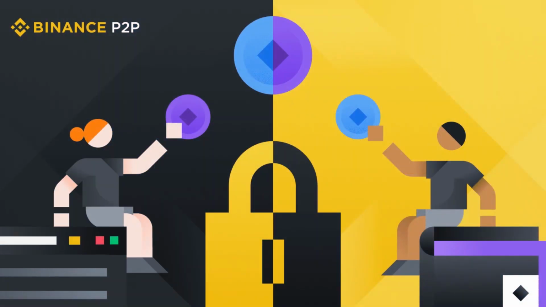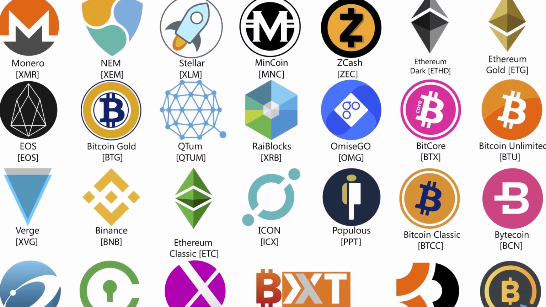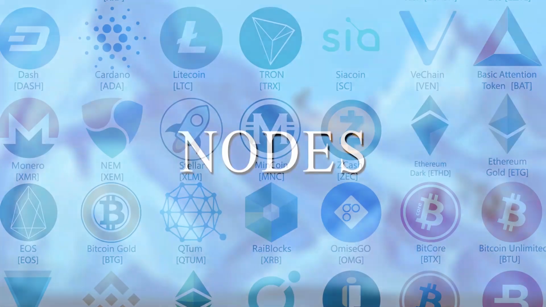Peer-to-peer. This refers to a network by which computers operated by individuals can share information and resources directly without relying on a dedicated central server. Cryptocurrencies are peer-to-peer transactions because they don't run from one dedicated server. Altcoins. Any coin other than Bitcoin is considered an altcoin due to it being an alternative to using Bitcoin.